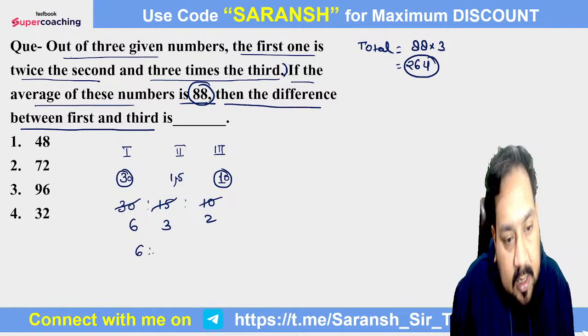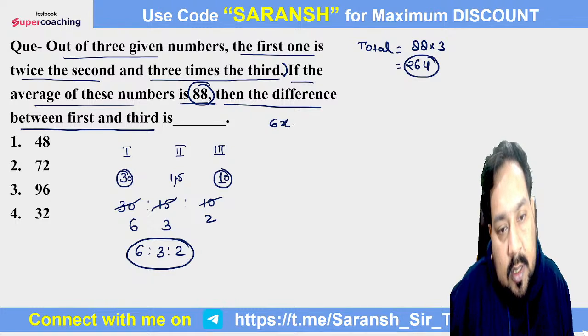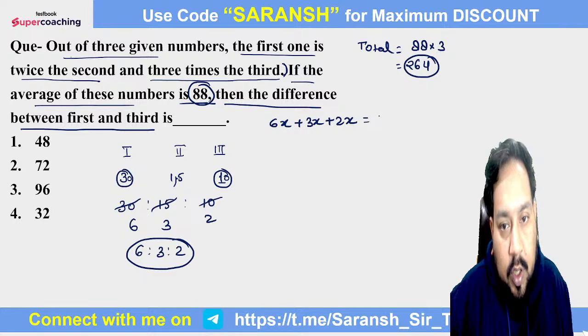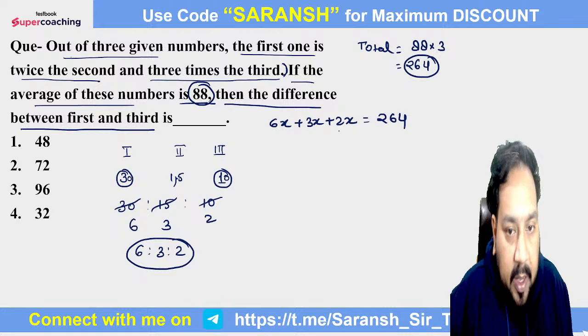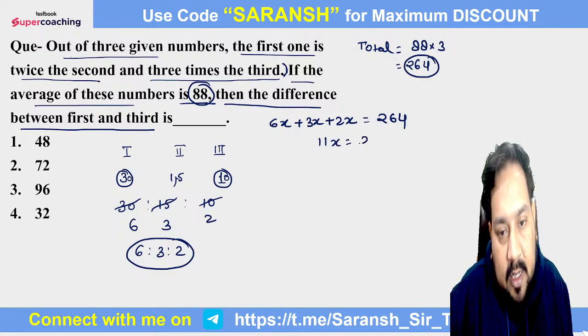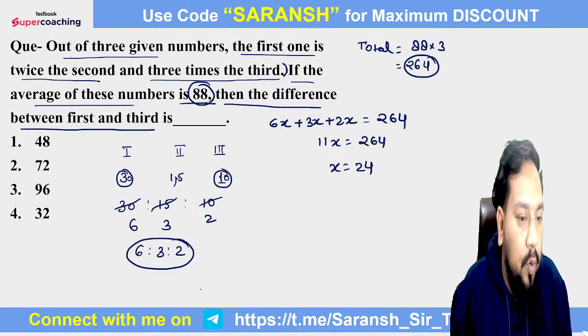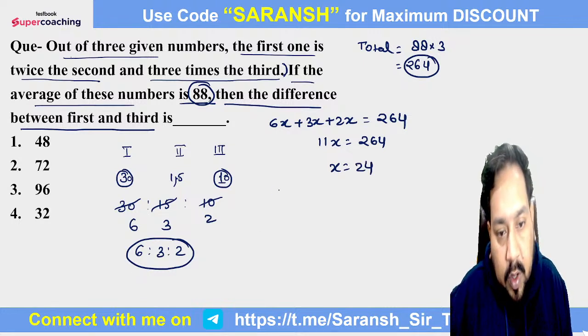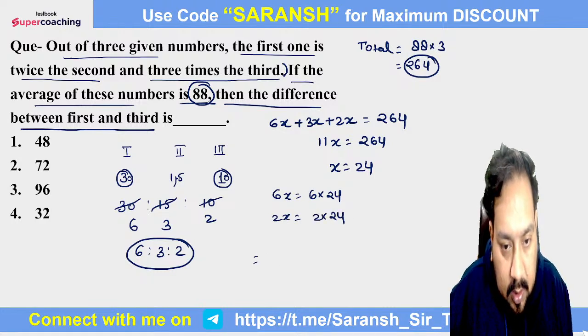See, 6 ratio 3 ratio 2. I can say the value will be 6x, 3x plus 2x. Okay, it will be what? 264. Then 11x equals 264. X equals what? 24. Now the first number will be what? 6x, 6 into 24, and the second number is 2x, 2 into 24.